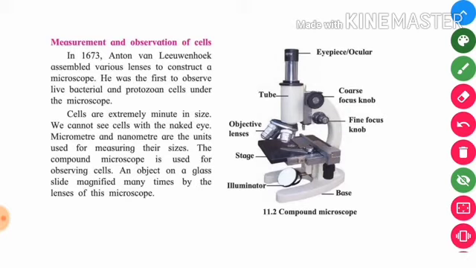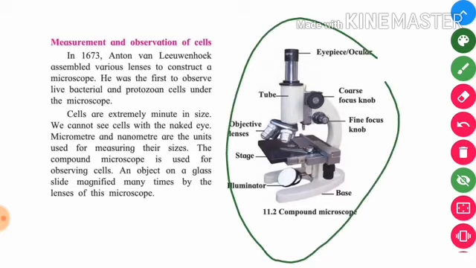Okay, the measurement or observation of the cell is done by the compound microscope, which is seen in this image. In 1673, Anton van Leeuwenhoek assembled various lenses to construct the microscope. He was the first to observe live bacteria and protozoan cells under this microscope. So this is the microscope. We will not discuss it in depth, we just overlook this chapter.